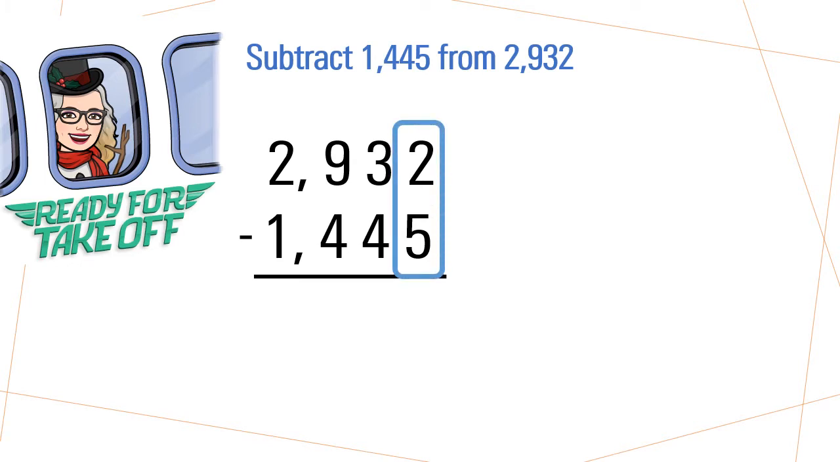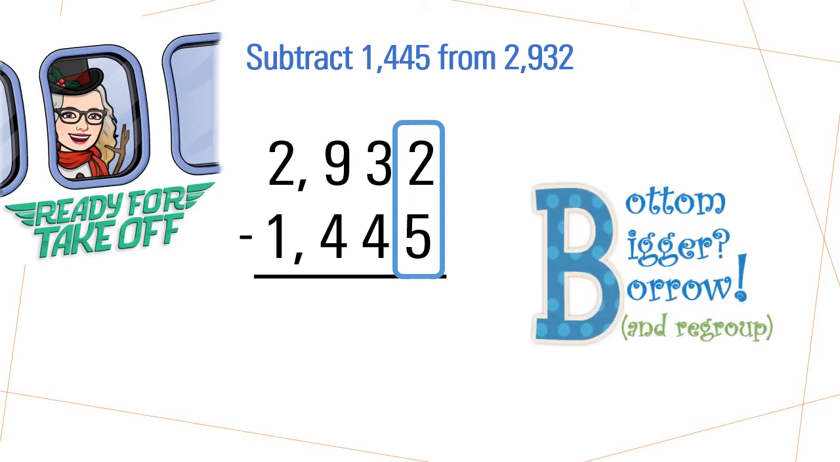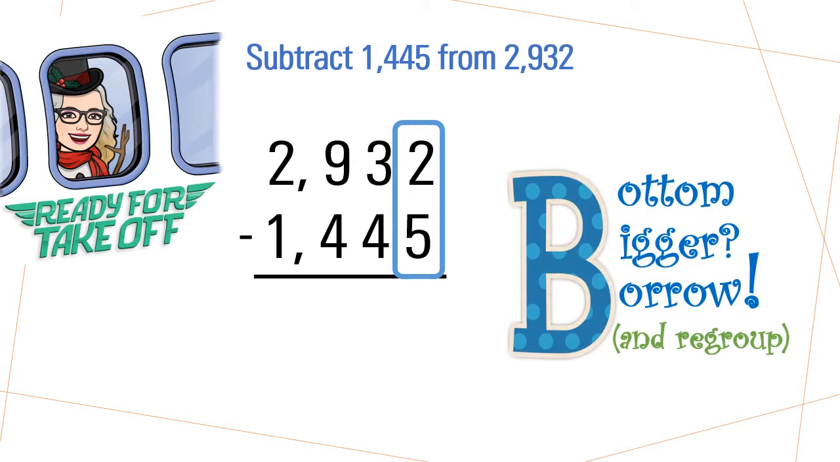And I see already that 5 is greater than 2. So remember, bottom bigger, borrow and regroup. So I need to move to the tens column and borrow 1 from the 3, and I'm left with 2. And I bring 1 over to the ones column to make that 2 a 12. So now I have 12 minus 5, and that equals 7.